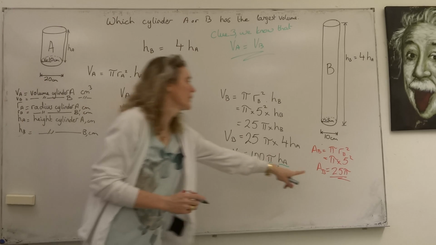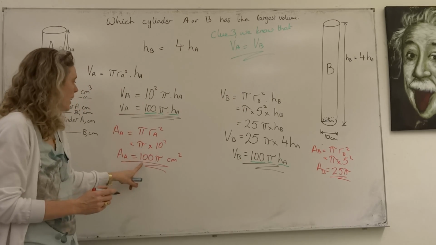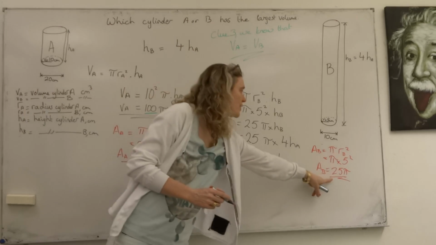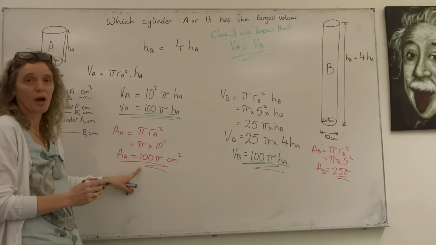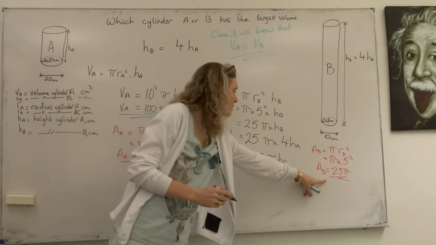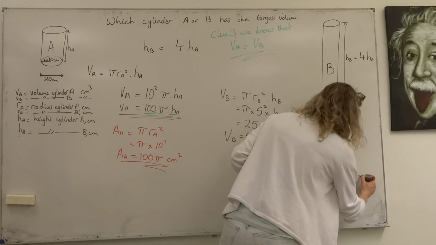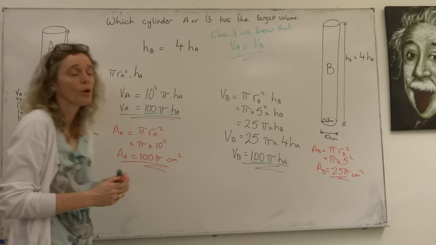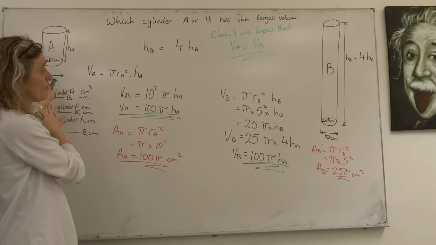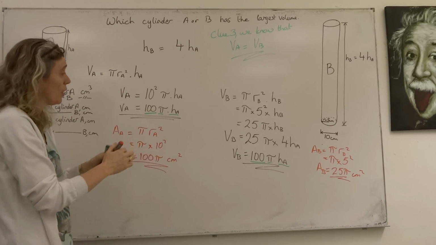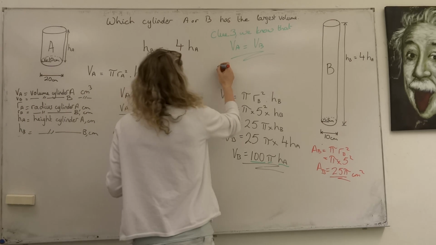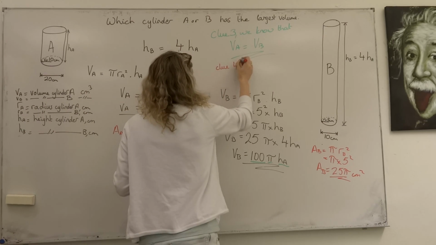So yes, we can see that the relationship here is 4 times larger. 25 pi times 4 would give us 100 pi. So we can see that relation. So we didn't need clue 4. It doesn't help us at all, and we could have worked it out with the information that we got from clue 1 and clue 2. So clue 4 was unnecessary.